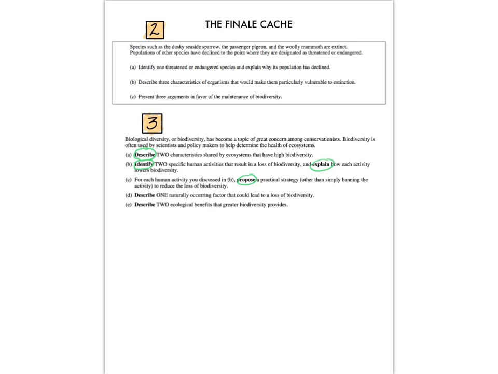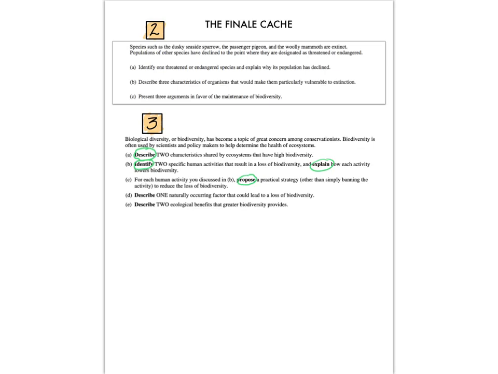So let's do B here. Identify two specific human activities that result in the loss of biodiversity and explain how each activity lowers that biodiversity. Well, we know that HIPPO is a good acronym to remember a lot of human activities that are accelerating extinction and loss of biodiversity. So you have to be specific.